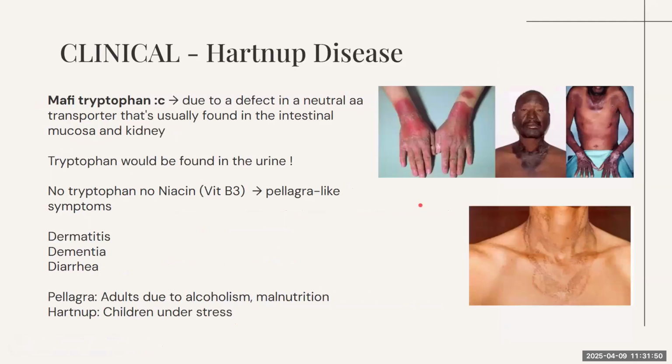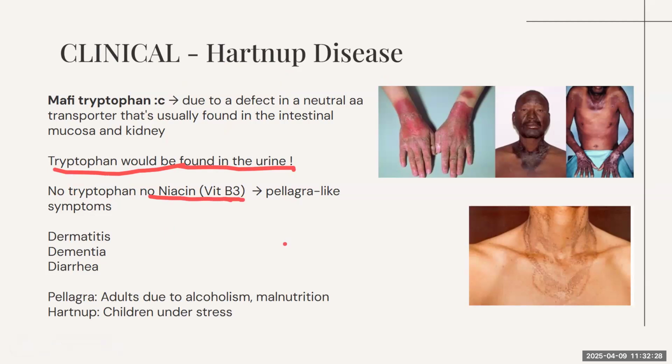I believe that's it for this part. Now, another clinical case is Hartnup disease. There is no tryptophan absorption, okay, and it's due to a defect in a neutral amino acid transporter that's found in the intestinal mucosa and kidneys, okay? So there's nothing to pull in the tryptophan, so tryptophan is found in the urine. No tryptophan means no niacin, which is vitamin B3, with pellagra-like symptoms.